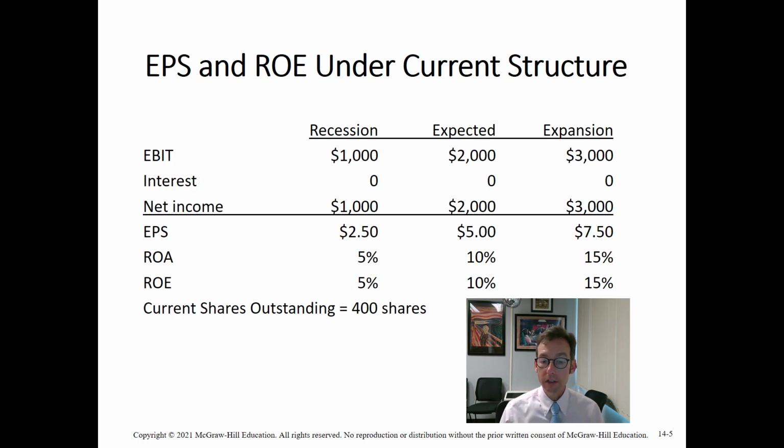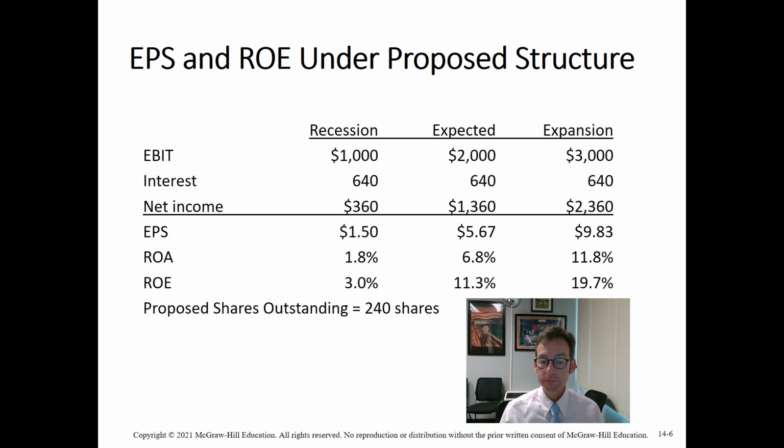And so you might be asking at this point, which should we choose? And it would come down to the probability you would assign to each of these things. If you have a very high probability of recession, then you might not want to lever up your capital structure because you would have a lower ROE. However, if the combination of the probabilities of expected and expansion are greater than that for recession, you might want to consider levering up your capital structure in order to take advantage of these higher ROEs.